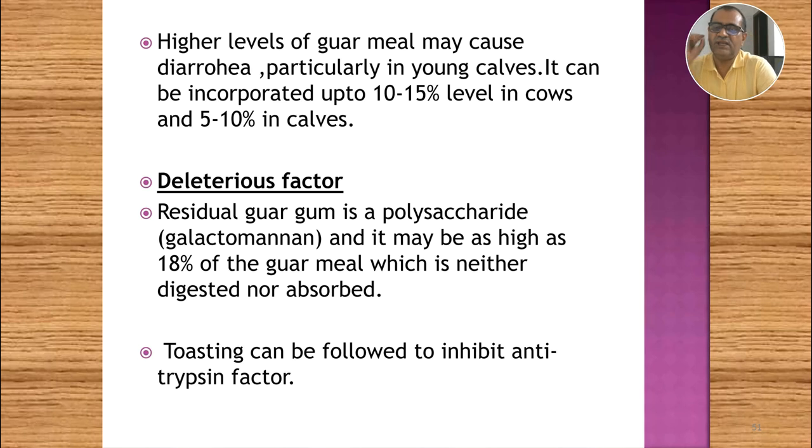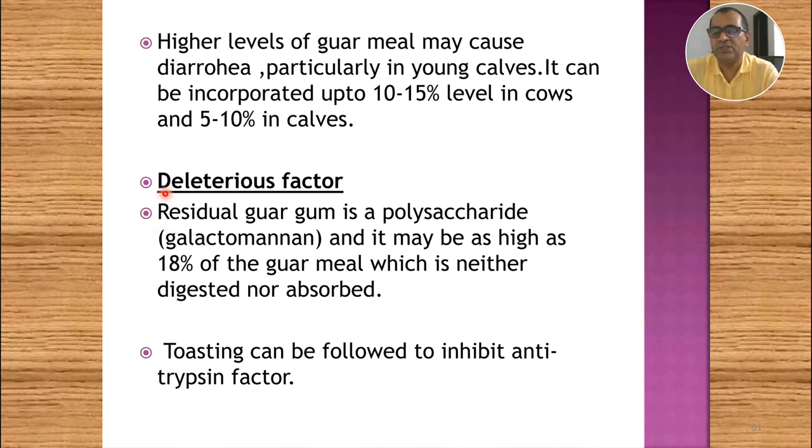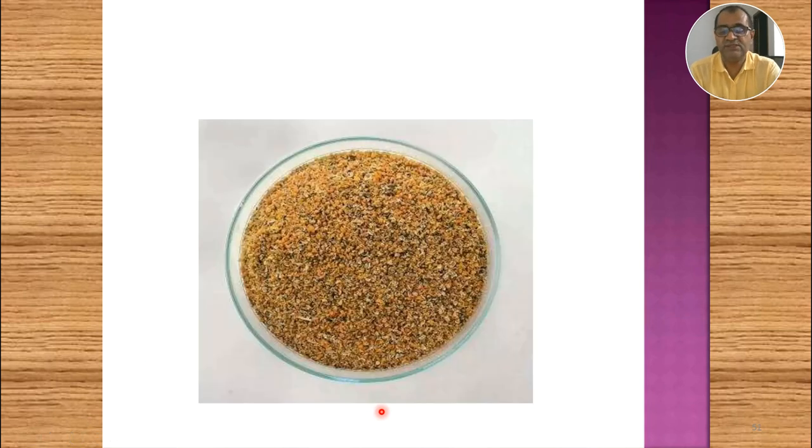And the deleterious factor is polysaccharide or galactomannan, which is present in this particular type of feed. And toasting can be done to inhibit the antitrypsin factor. So then this is the meal that we can see here.